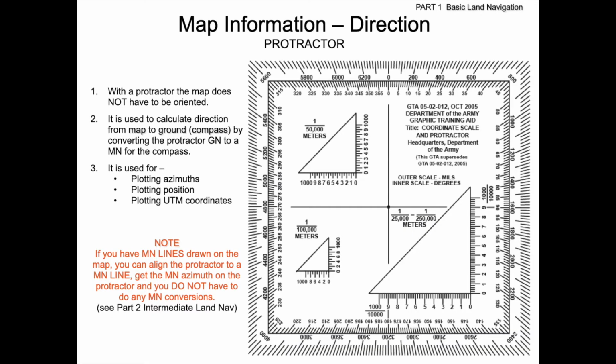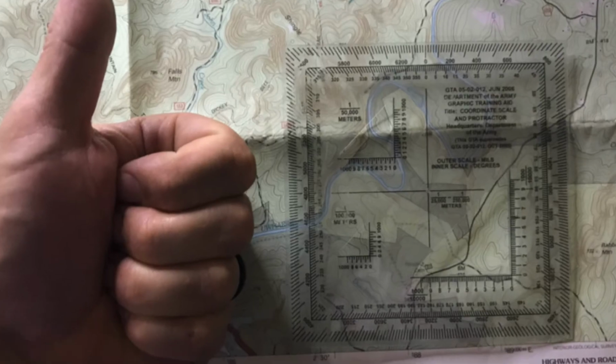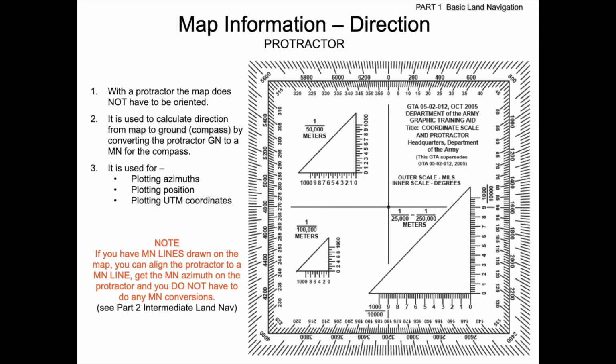So number one, with a protractor, the map does not have to be oriented. So you don't have to lay the map down and use the compass, line it up with the edge, and then move in a circle until you find north, and then you lay the map down. You don't have to do that, right? You have a protractor, so you can just lay the map down and go to work, right? Number two, it is used to calculate direction from map to ground, so grid to magnetic, by converting the protractor grid north to a magnetic north for the compass.